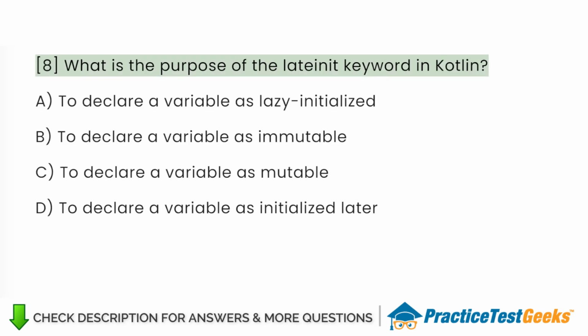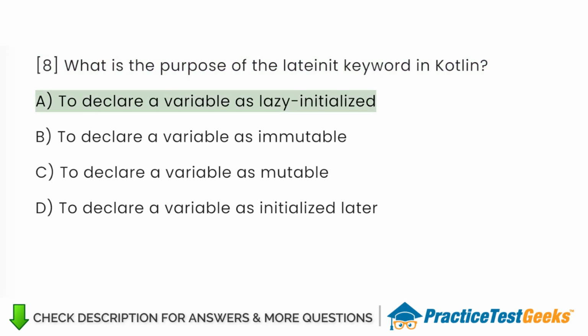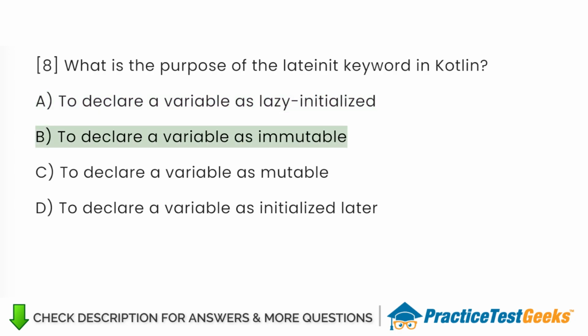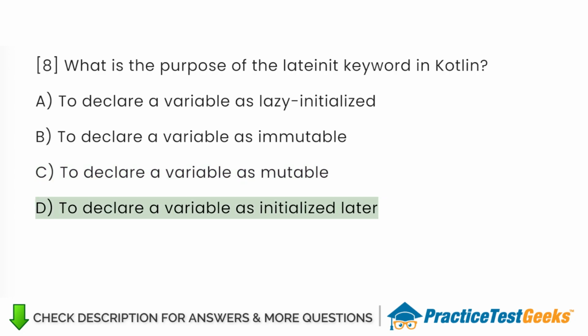What is the purpose of the lateinit keyword in Kotlin? A. To declare a variable as lazy initialized. B. To declare a variable as immutable. C. To declare a variable as mutable. D. To declare a variable as initialized later.